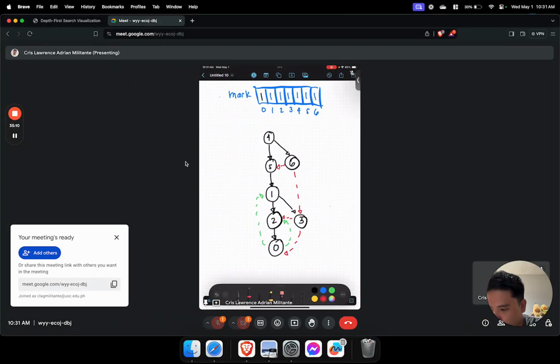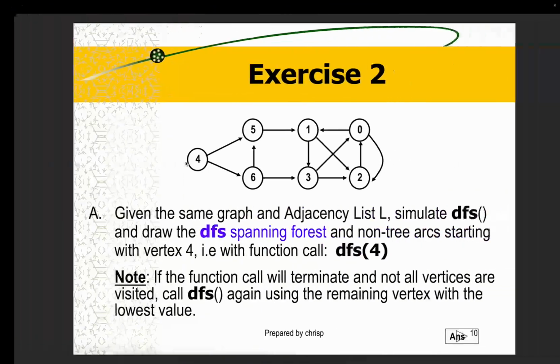So I'm going to check my mark. Are all the vertices already visited? Yes, they are. So I'm already done. I already have my spanning forest, which is this one. Amazing, guys. I hope you were able to keep up.